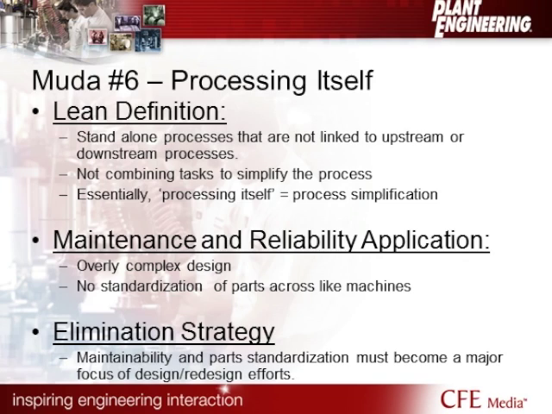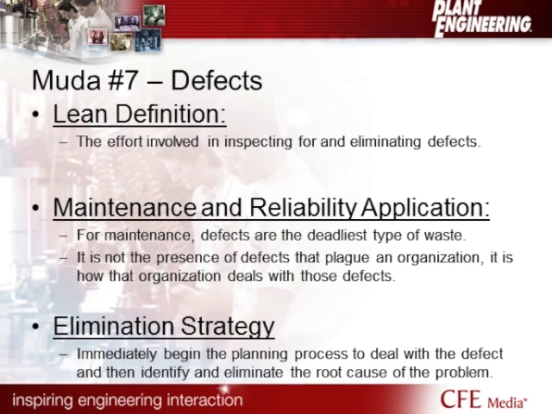So what I'd like to do is move on to the next area, which is number 7, the defects. And in the defects here, we're talking about from a lean standpoint, this is the effort involved with inspecting or eliminating the defects. So if we can start to use in our maintenance process tools that allow us either not to create those defects or identify them as early as possible, that'll allow us to eliminate those defects going forward.